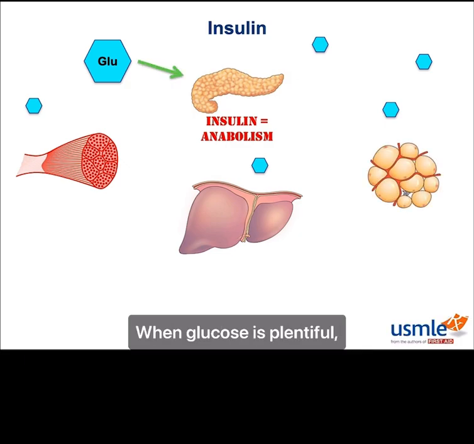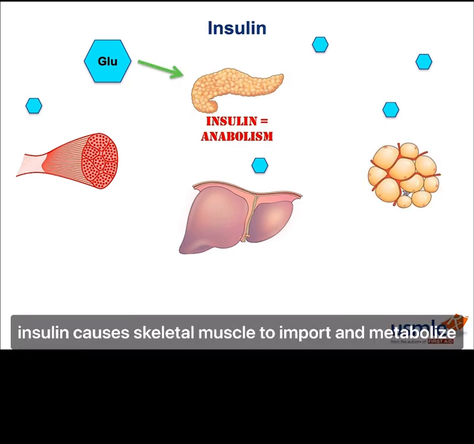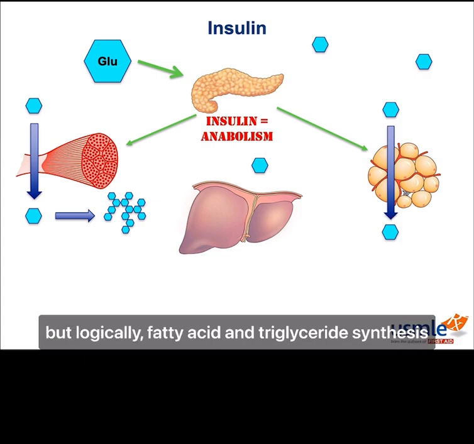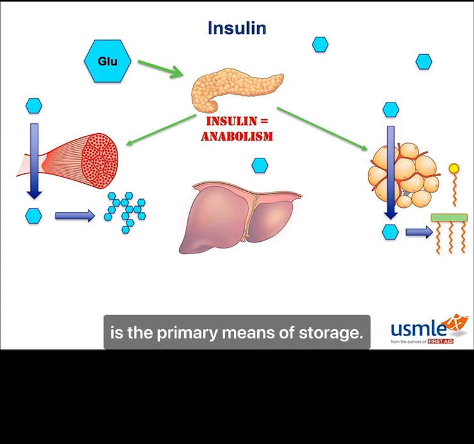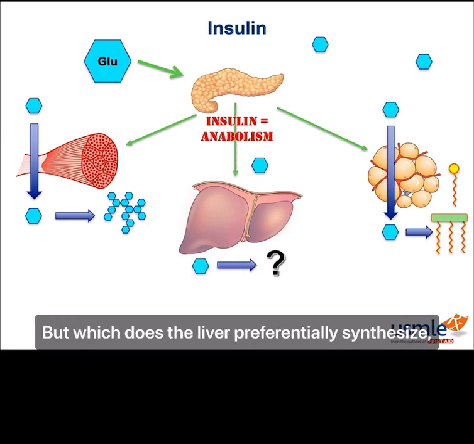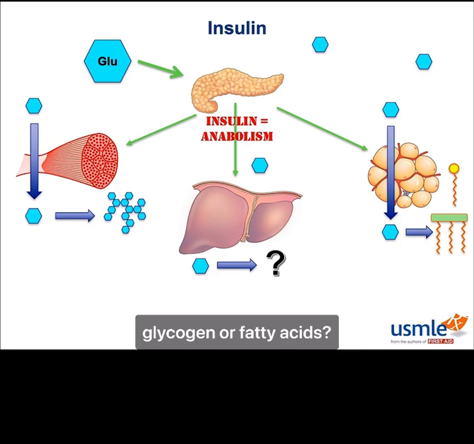When glucose is plentiful, insulin causes skeletal muscle to import and metabolize more glucose and store it as glycogen. The process is similar for adipocytes, but logically, fatty acid and triglyceride synthesis is the primary means of storage. The liver's a little different. Insulin actually has no power to control the transport of glucose into the liver, but it does cause increased glucose metabolism. But which does the liver preferentially synthesize? Glycogen or fatty acids?